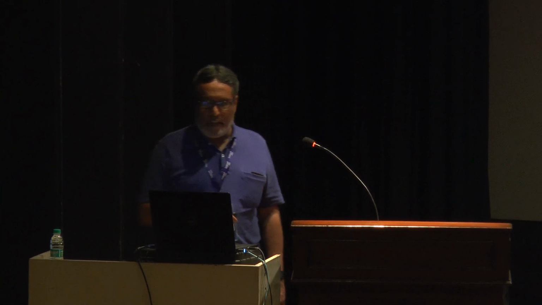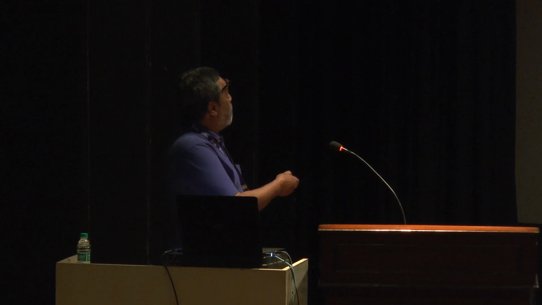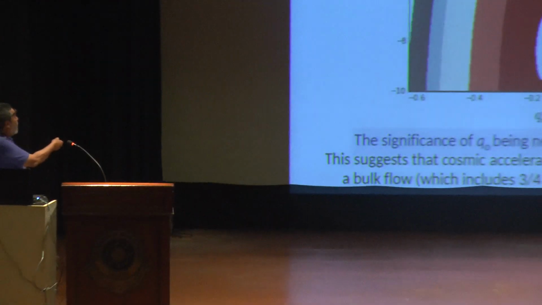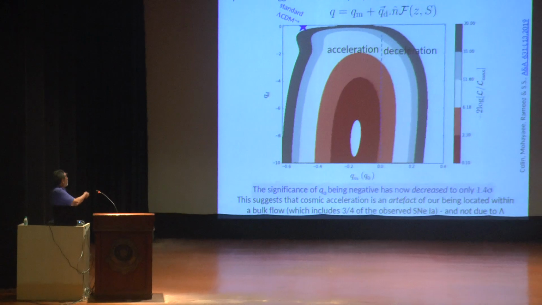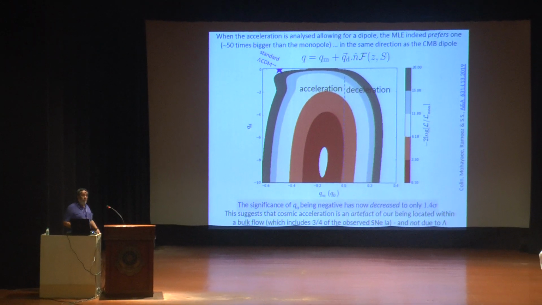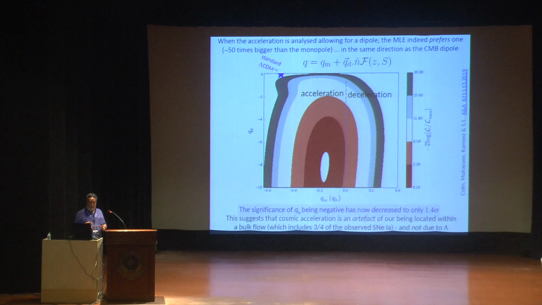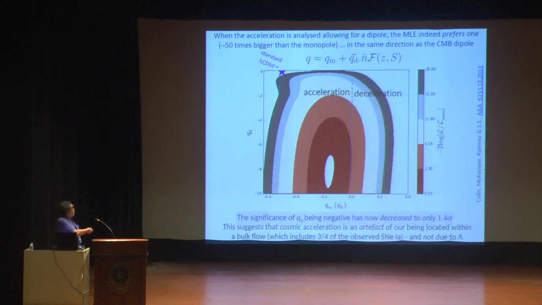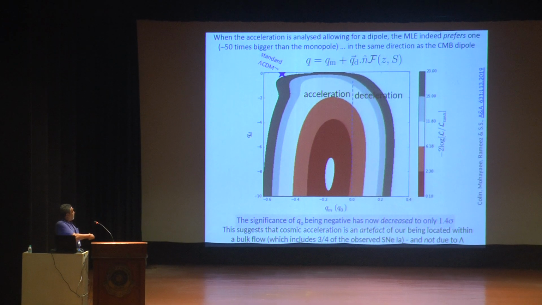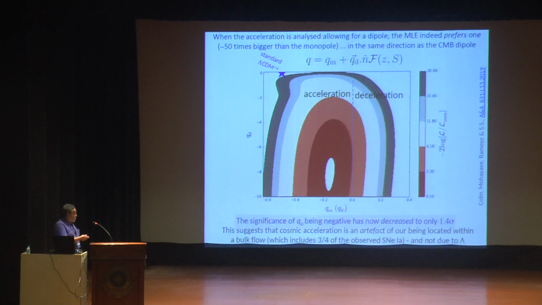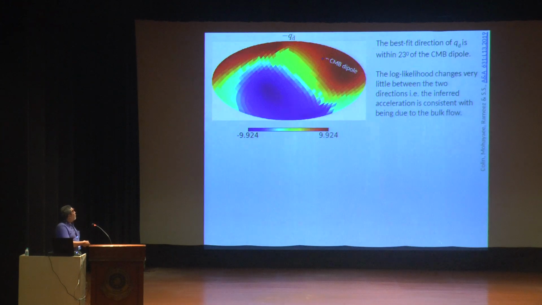Yes, well, what we find is that if we allow the inferred acceleration parameter q0 to have a monopole and a dipole, so I'm parameterizing it thus, I'm saying it can have a dipole component and a monopole component, and I let my data speak. It picks out a direction in the sky, and the dipole is about 50 times bigger than the monopole. This scale is compressed compared to the vertical scale. So it tells me that the acceleration, in fact, let me show a map.